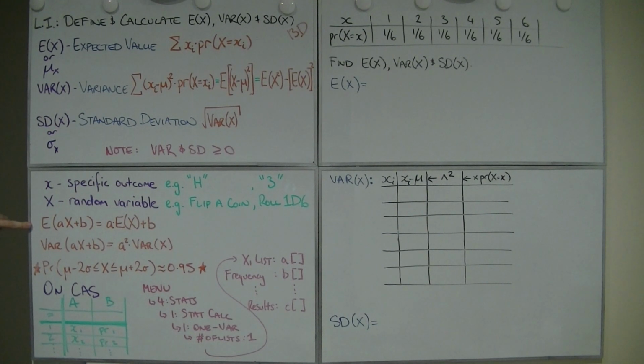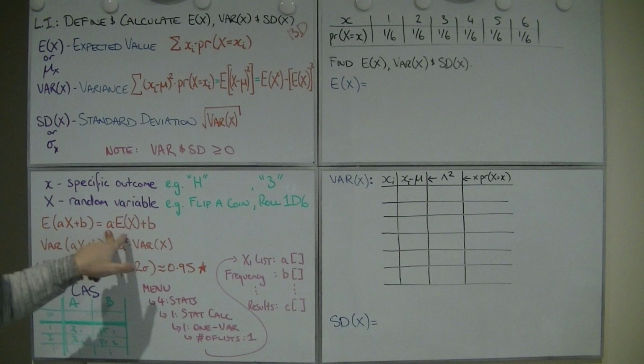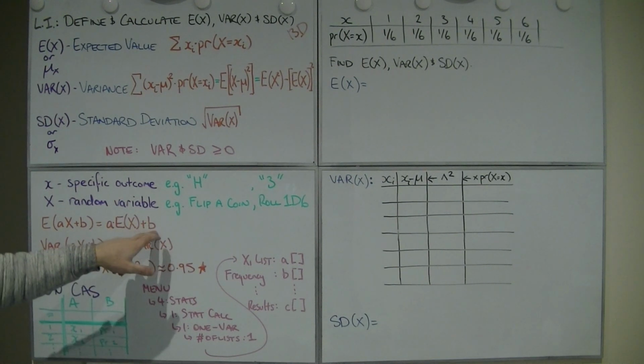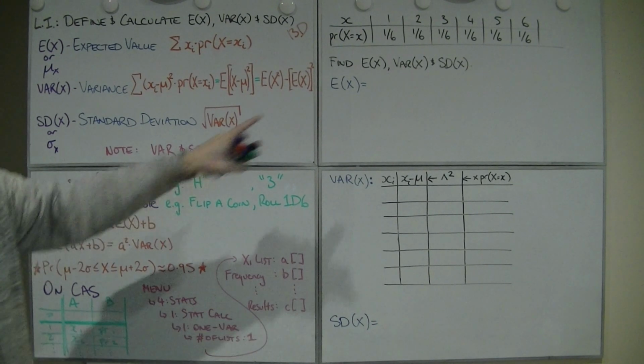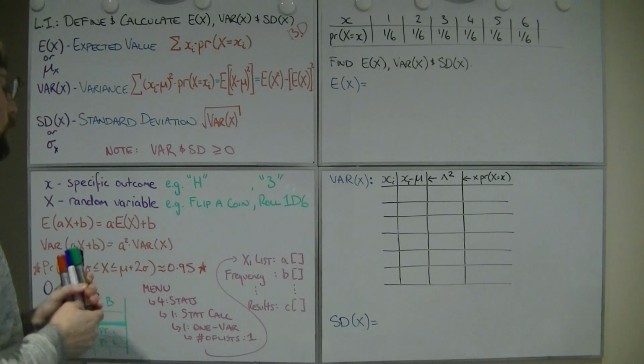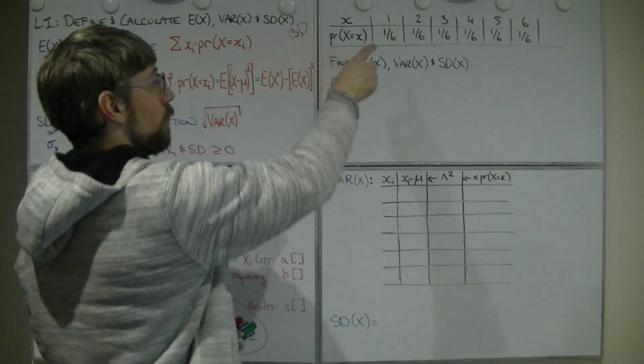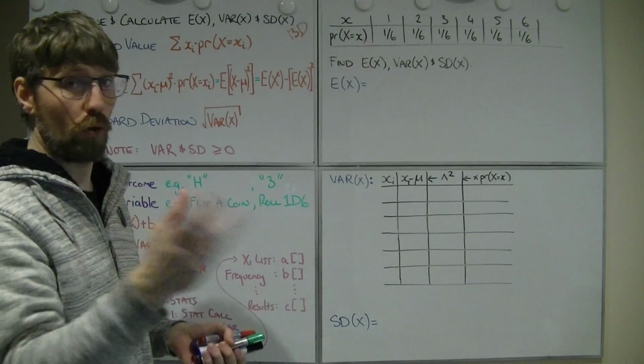Some extra bits. The expected value of some variable multiplied and then added by a constant is equal to that multiplier by the expected outcome plus a constant. So that's a whole lot of words. Let's think through what that means after we calculate this expected value. So let's calculate an expected value. This table just represents rolling 1d6.